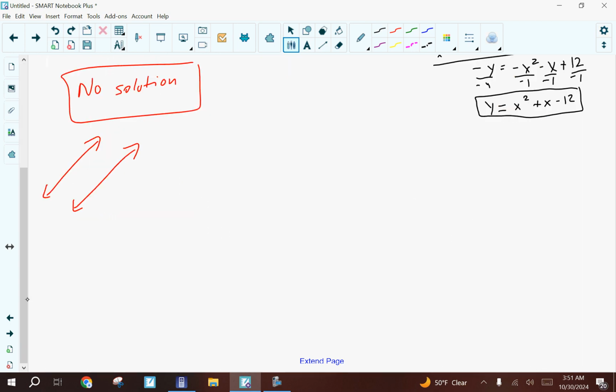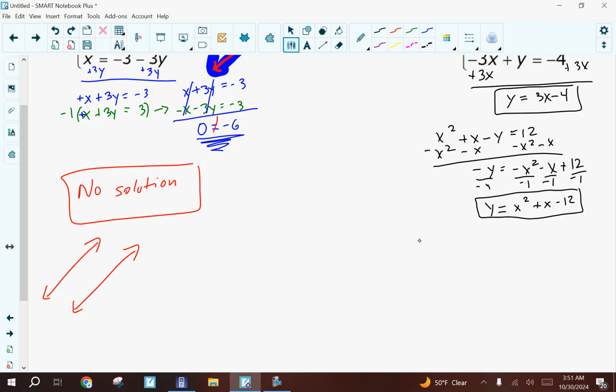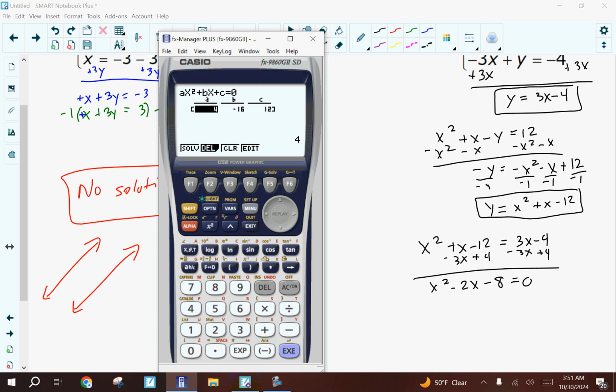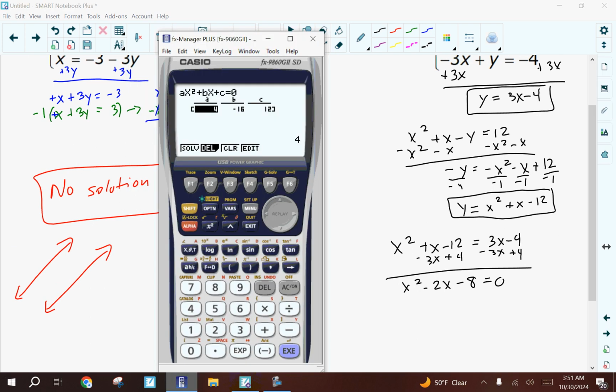Now these ones are nice because they're both y equals, so we can just set them equal to each other. So I'll put x squared plus x minus 12 equals 3x minus 4. Then I'll subtract 3x, and then add 4. So I have x squared minus 2x minus 8 equals 0. And I can go to my solver. And I'm going to put in 1, 1, -2, and -8. And it tells me the answers are 4 and -2.